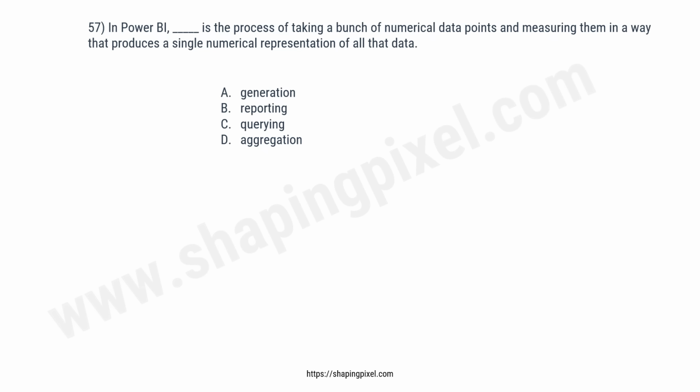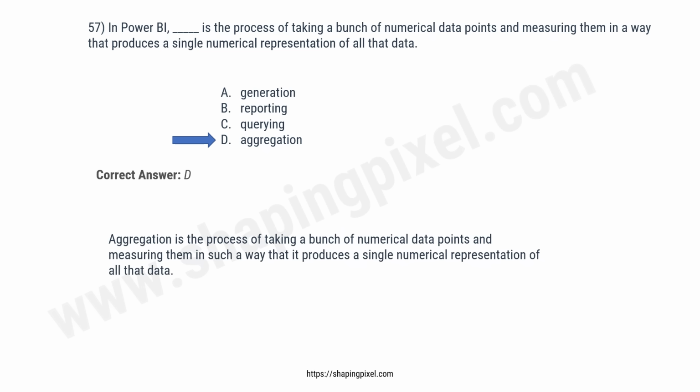Question number 57. In Power BI, dash is the process of taking a bunch of numerical data points and measuring them in a way that produces a single numerical representation of all that data. And we have four options: generation, reporting, querying, aggregation. So the right answer here is option D, aggregation. Aggregation is the process of taking a bunch of numerical data points and measuring them in such a way that it produces a single numerical representation of all that data.